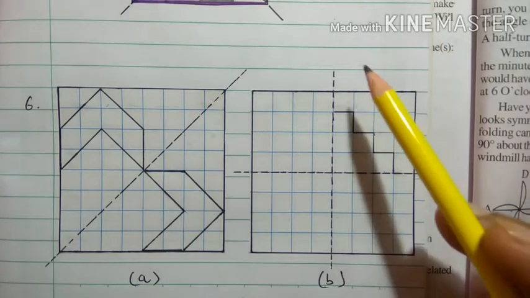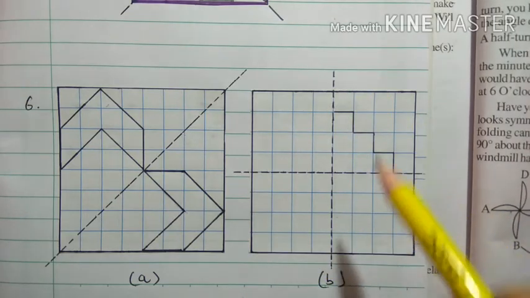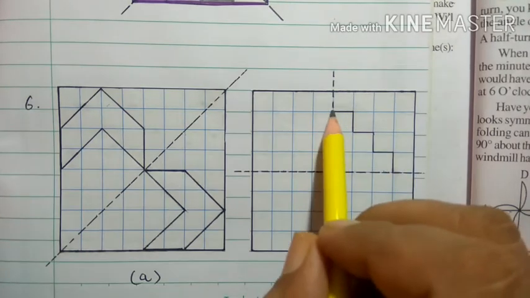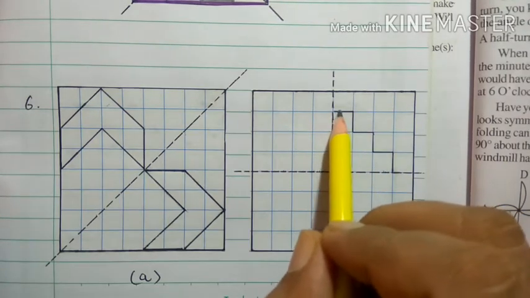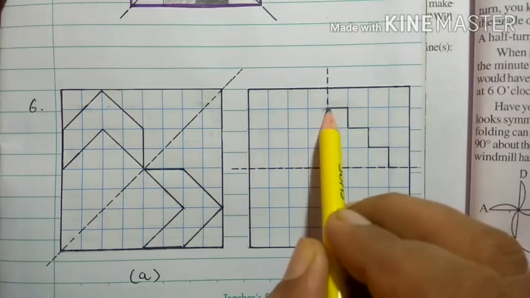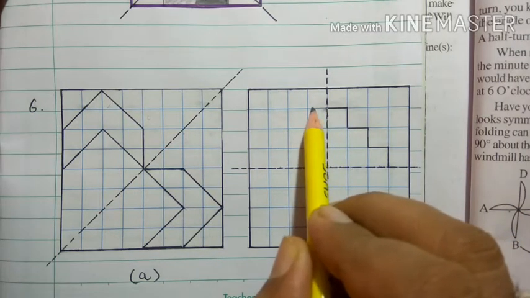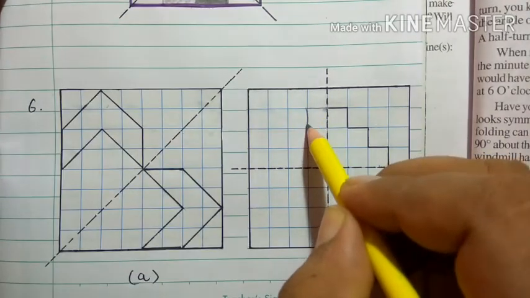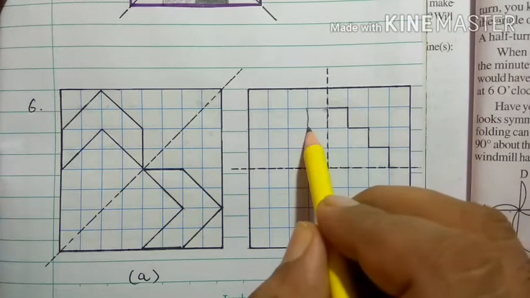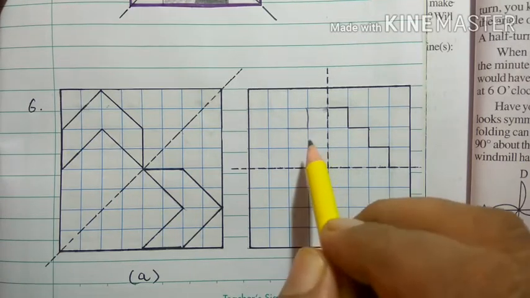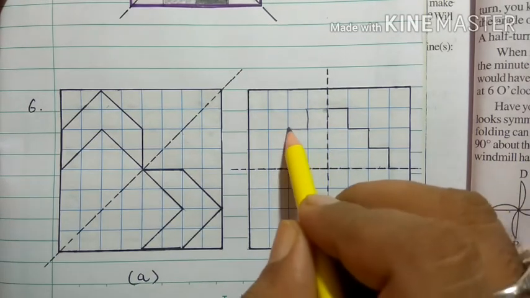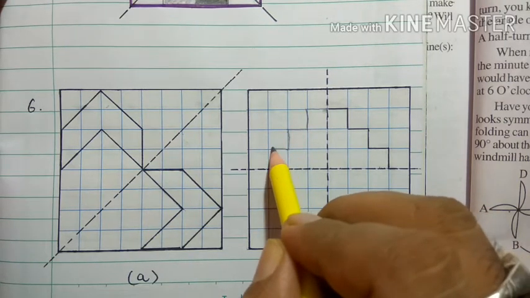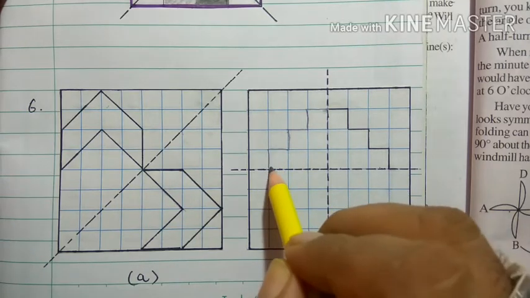In part B there are two lines of symmetry, so we have to complete the figure along this line first. For that, one part goes this side away from the line of symmetry like this way. Only one block, then it will move down, then again it will move away from the line and then down, then away, and finally touches this line.